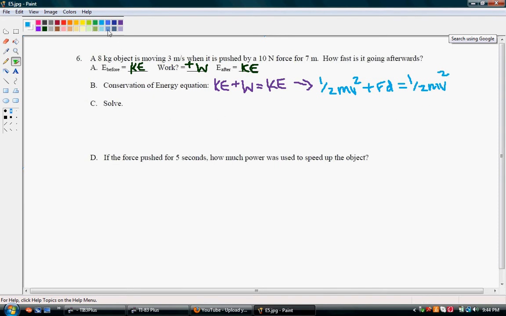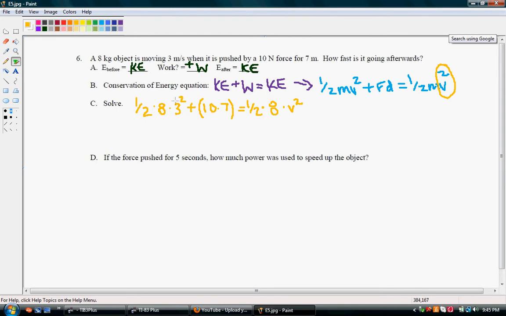Okay, so how we're going to solve for this is we're going to plug in the numbers that we have, and we're going to solve for how fast it's going afterwards. This v squared over here is what we're trying to figure out. Okay, so 1/2, and our mass is 8 kilograms, times velocity squared. It's going 3 meters per second at the beginning, so that's 3 squared, plus force times distance, there's a 10 Newton force, times a 7 meter distance, and that's going to equal 1/2 the mass, which is 8, times the velocity squared afterwards.